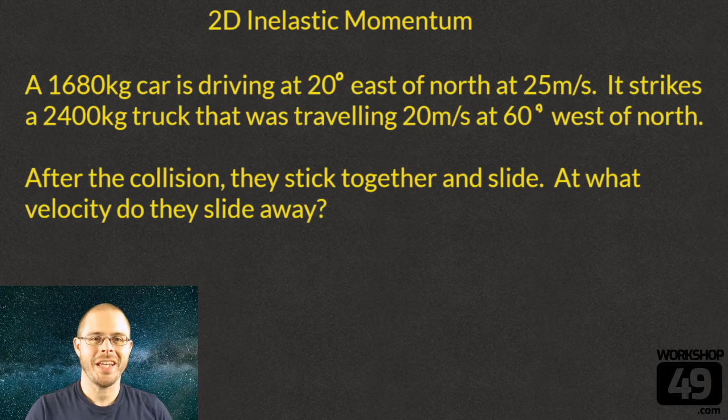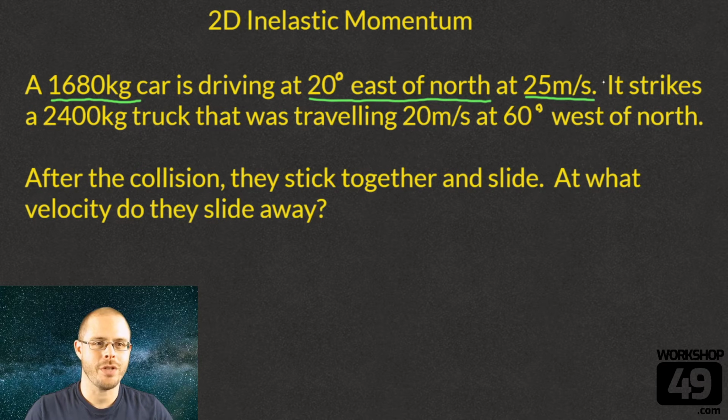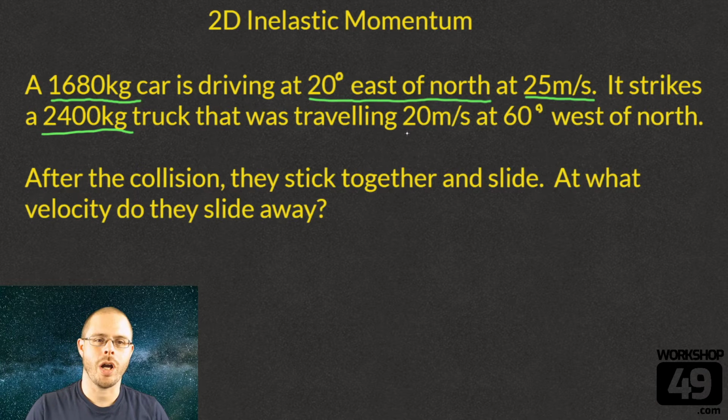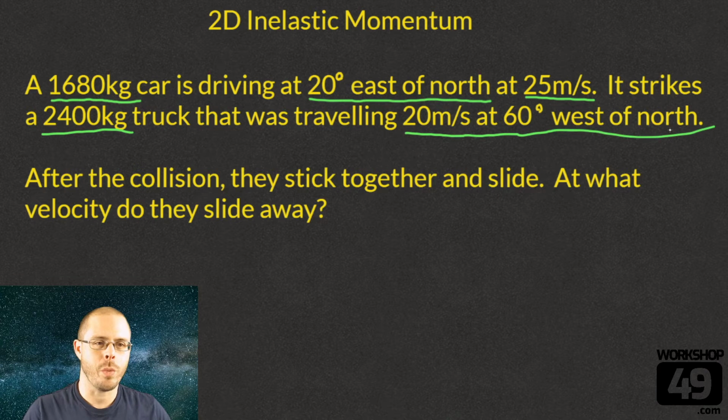Hey everyone! In this video, we are going to be solving a 2D inelastic momentum problem. So we're going to get the key information. A 1680 kilogram car is driving 20 degrees east of north at 25 meters per second. It strikes a 2400 kilogram truck that was traveling 20 meters per second at 60 degrees west of north.